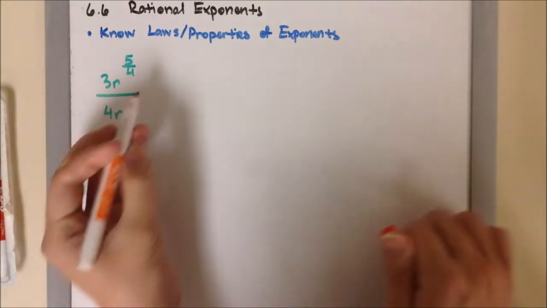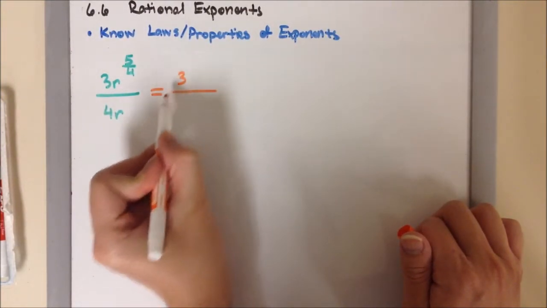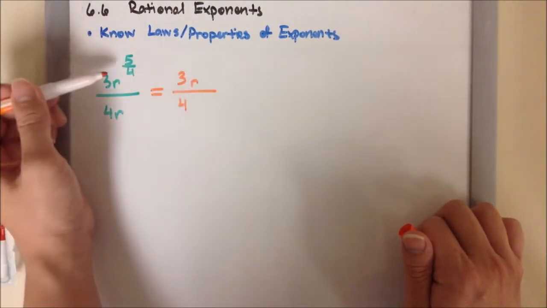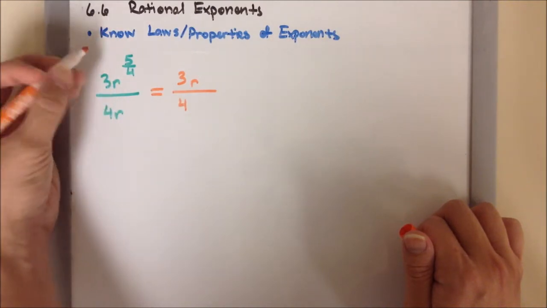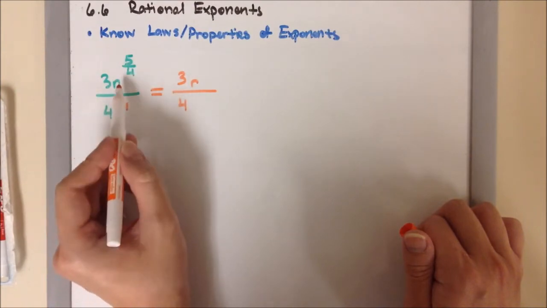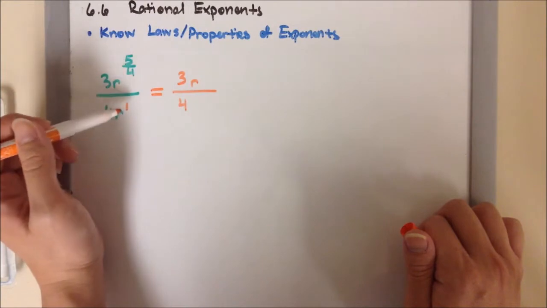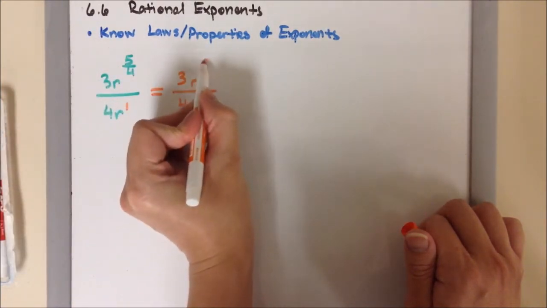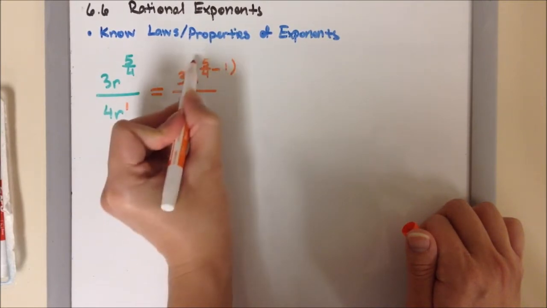So in this case, 3 on the top, 4 on the bottom. My r is going to be on the top. Now, since we have an r divided by another r, remember this r has an invisible 1 for the exponent. When they're dividing, we're going to subtract the exponent. We're going to start with the top minus and then the bottom. So the top, 5 over 4 minus the bottom exponent, which is minus 1.